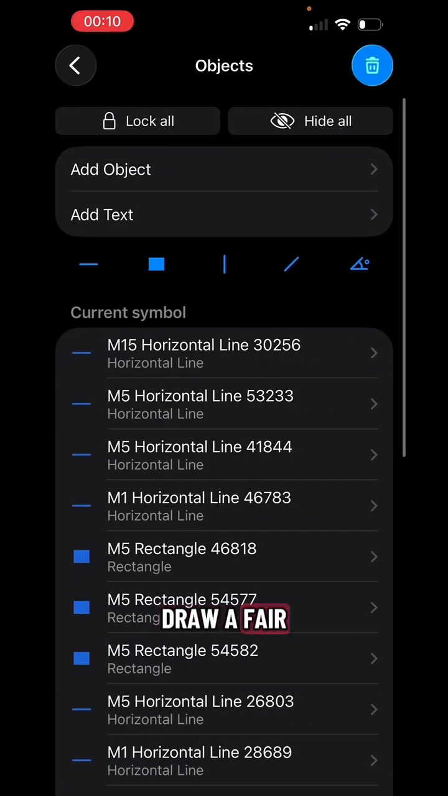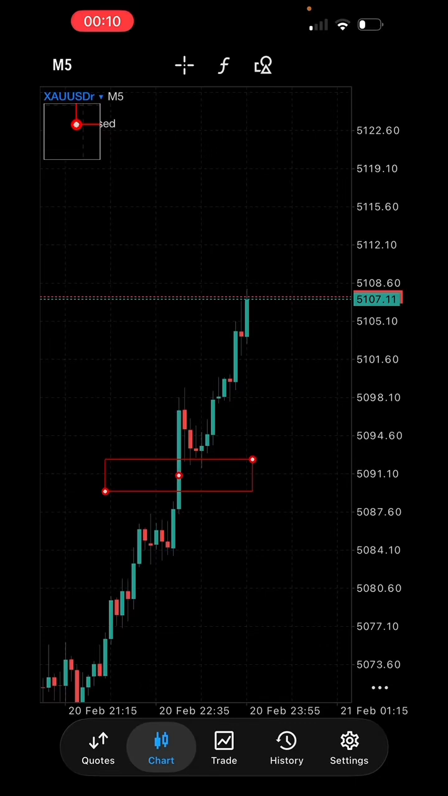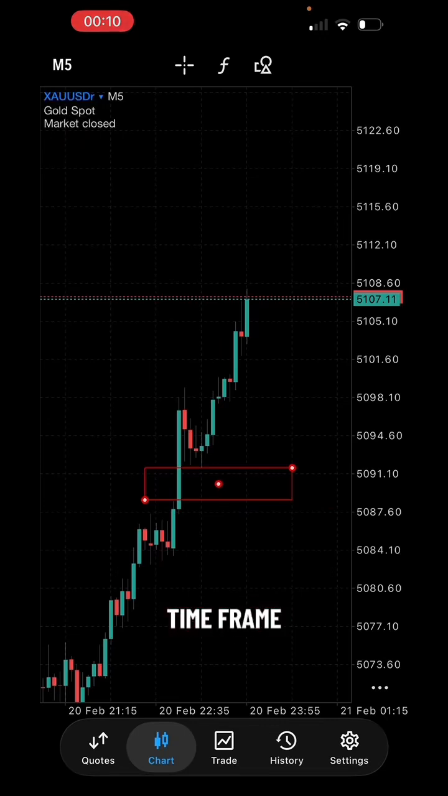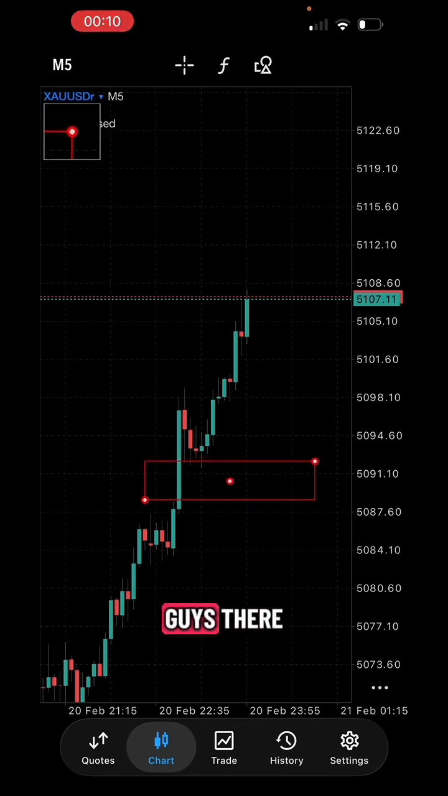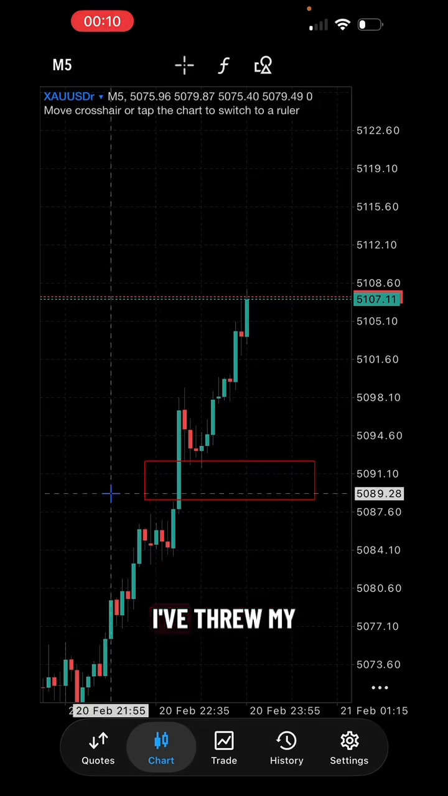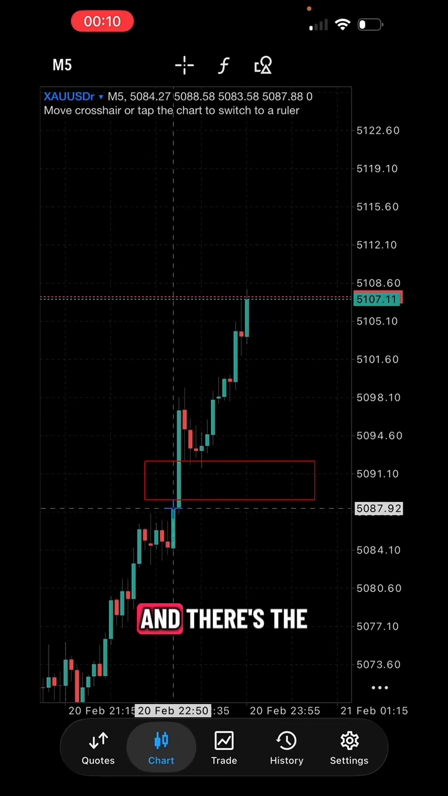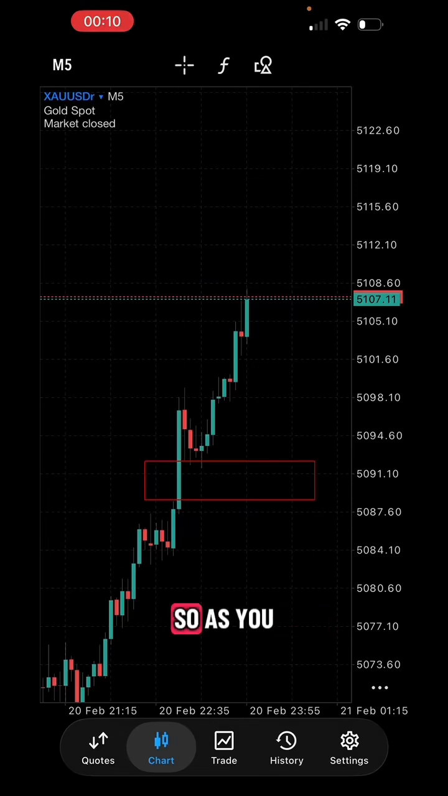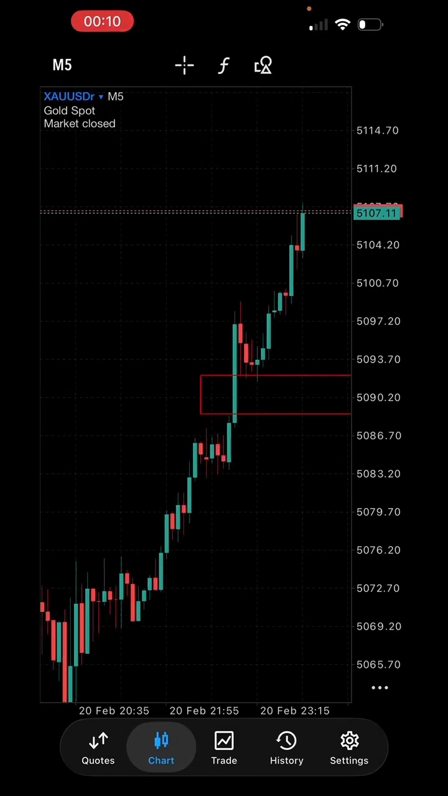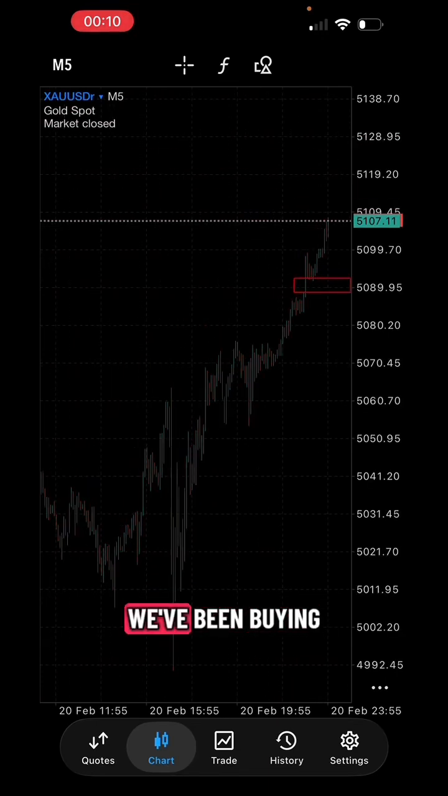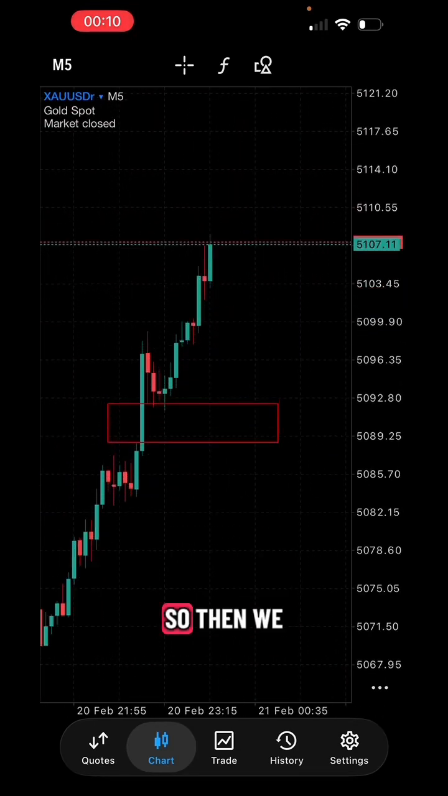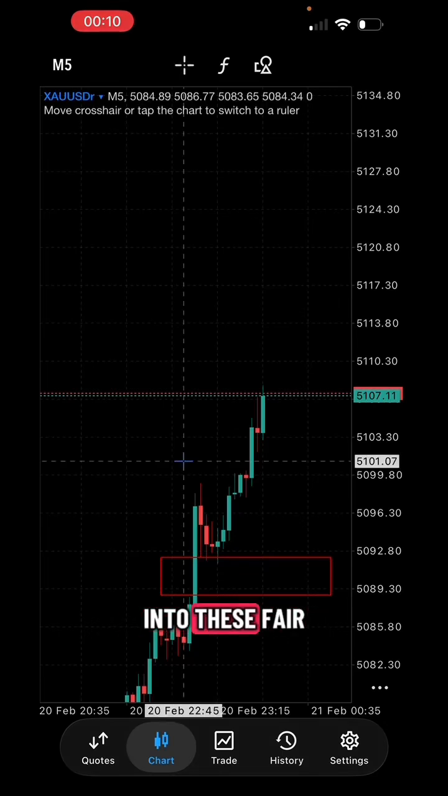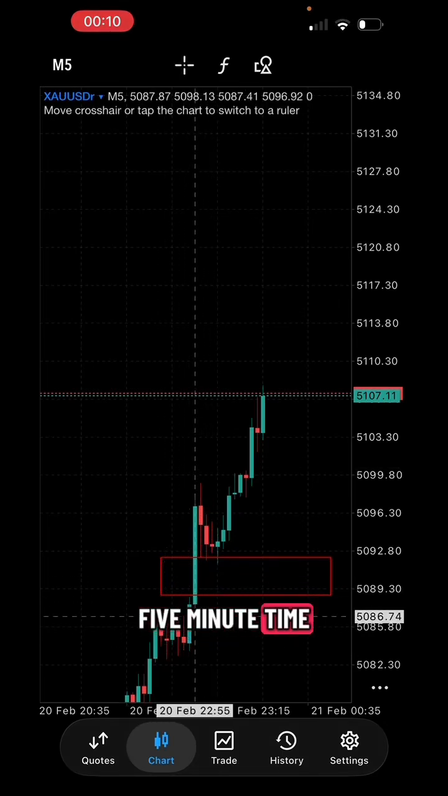I'm just going to draw a fair value gap here for you guys as well. I have a fair value gap identified here on the 5 minute time frame. So if you guys can see, I've drawn my fair value gap there. And there's the wick of my first candle, and there's the wick of my third candle. As you guys can see here, we were buying on Friday, we were buying up strong. So then we had this fair value gap, and the market always comes back into these fair value gaps. You'll see it every day on the 5 minute time frame.